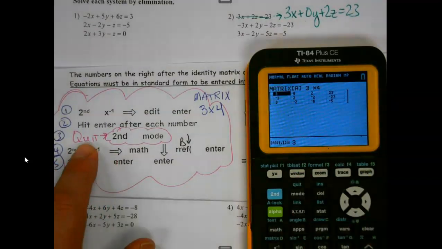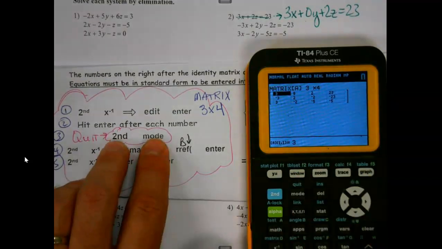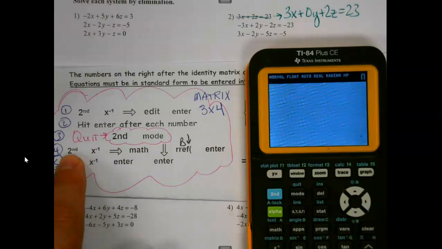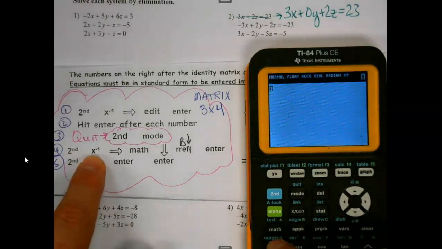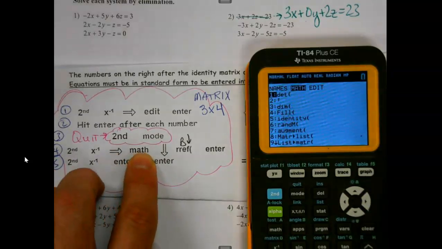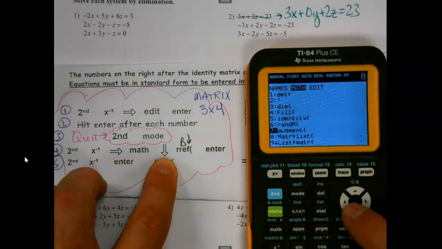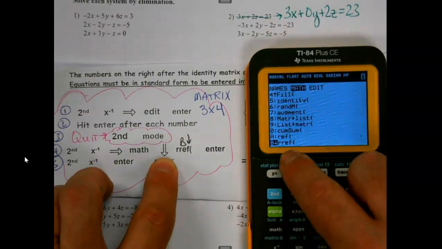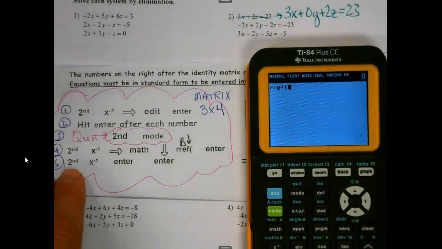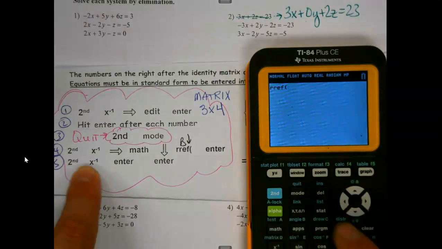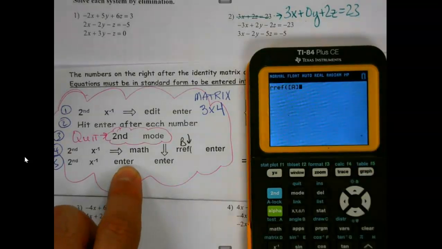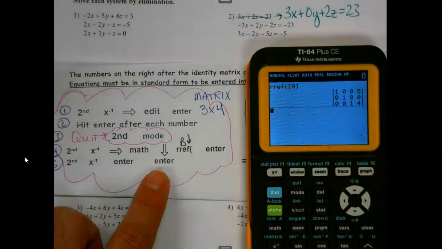Once we do that, we must leave the matrix for a moment. So to quit, we're going to do second, mode, which clears things out, and we jump right back in. Second, x negative 1, arrow over to math, arrow down to B. Make sure again it's rref, not just ref. Those are different. Hit enter. Last steps. Second, x negative 1. 1 enter to say that's the matrix we're plugging in. 2 to get the answer that we're looking for.